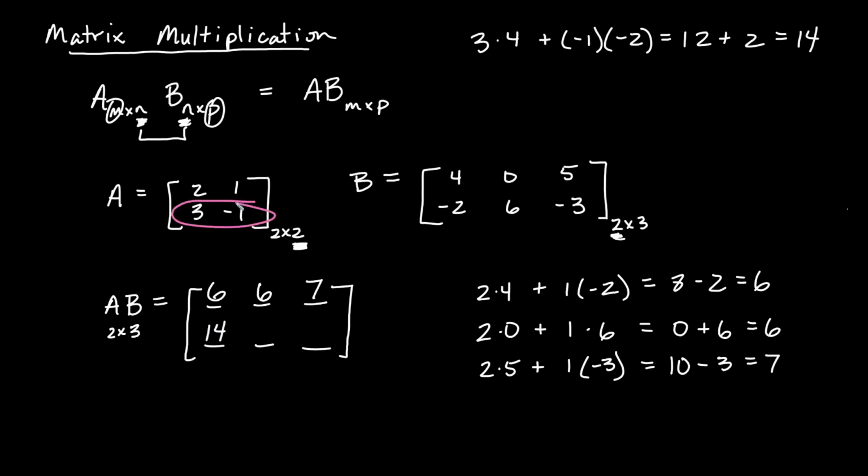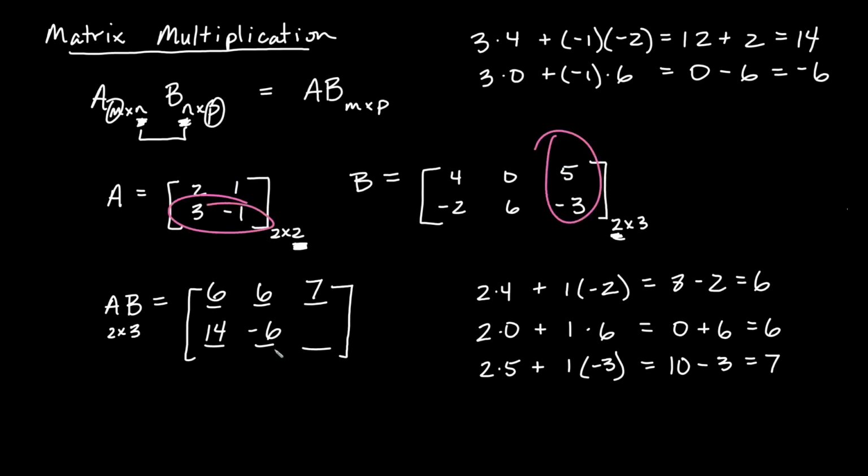Go ahead and take row 2 times column 2. That will go in the row 2, column 2 spot, which is there. Doing our dot product there, we have 3 times 0 plus negative 1 times 6. And so that gives us 0 minus 6. That's negative 6. We're getting lots of 6's in there. And then the last one here, right? This is row 2 times column 3, which will give us the row 2, column 3 spot in our product. So here we'll do 3 times 5 plus negative 1 times negative 3.